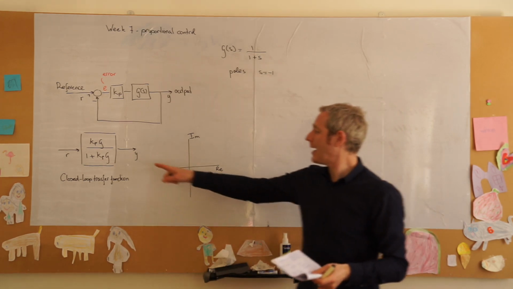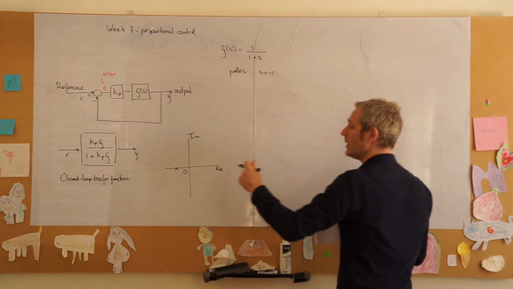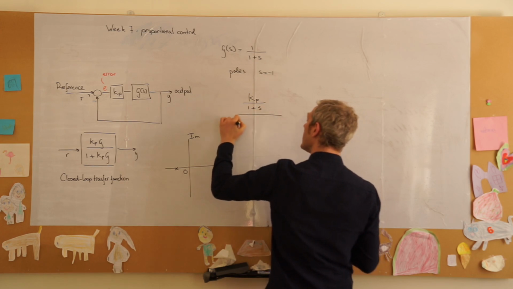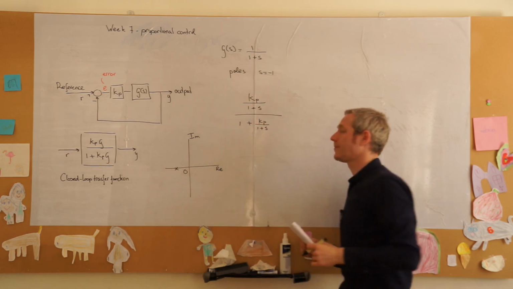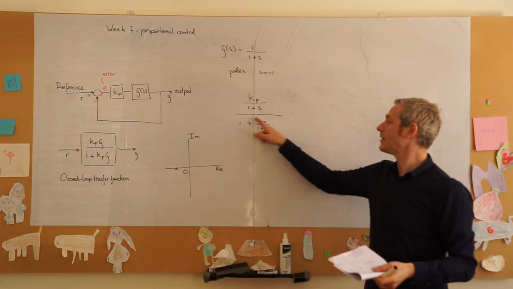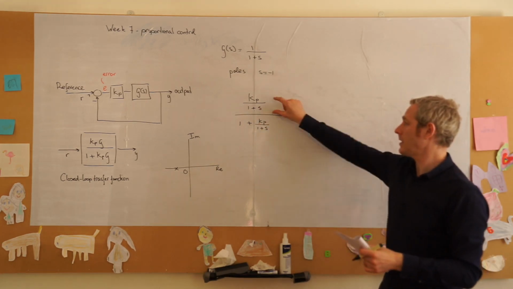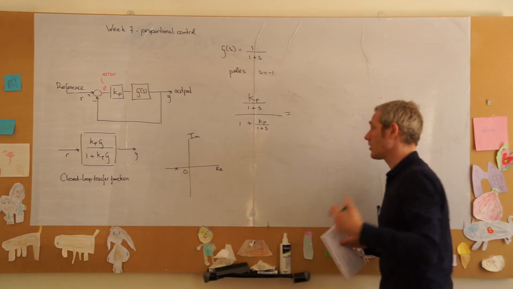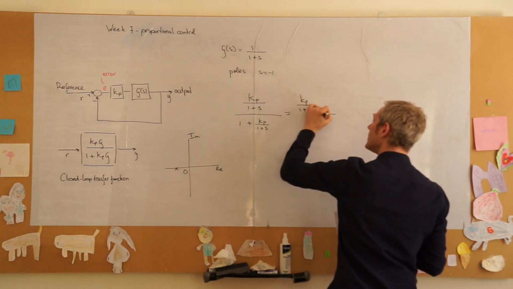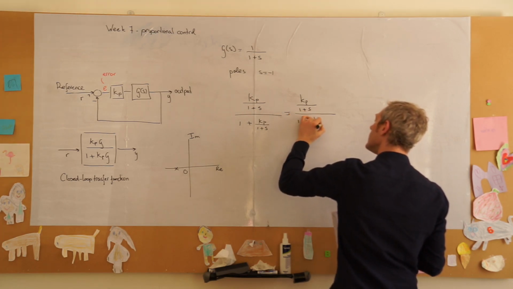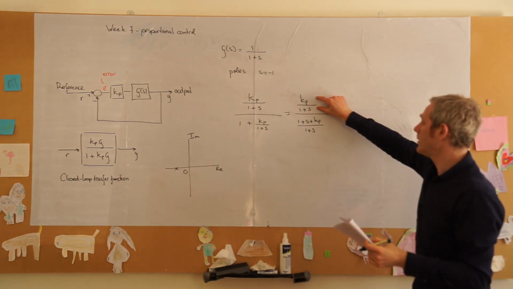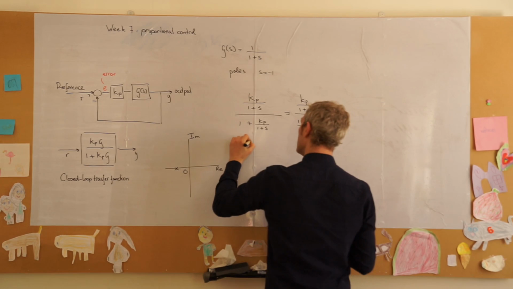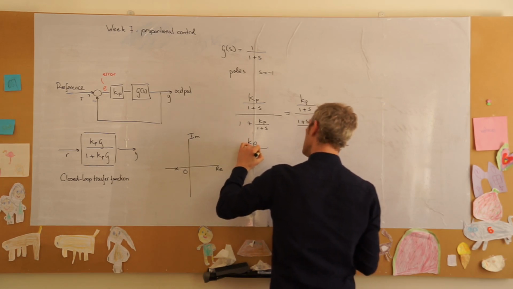Now let's see what happens if we add a proportional controller. We can simply add our transfer function for G, so that will be Kp over 1 plus s divided by 1 plus Kp over 1 plus s. Now, we will rewrite this denominator so that it has the same denominator as the fraction in the numerator. So we will rewrite 1 as (1 plus s) over (1 plus s), giving Kp over 1 plus s divided by (1 plus s) over (1 plus s) plus Kp over 1 plus s. And we see that the fraction in the numerator and the fraction in the denominator share this factor 1 plus s. And this is equal to Kp over 1 plus Kp plus s.